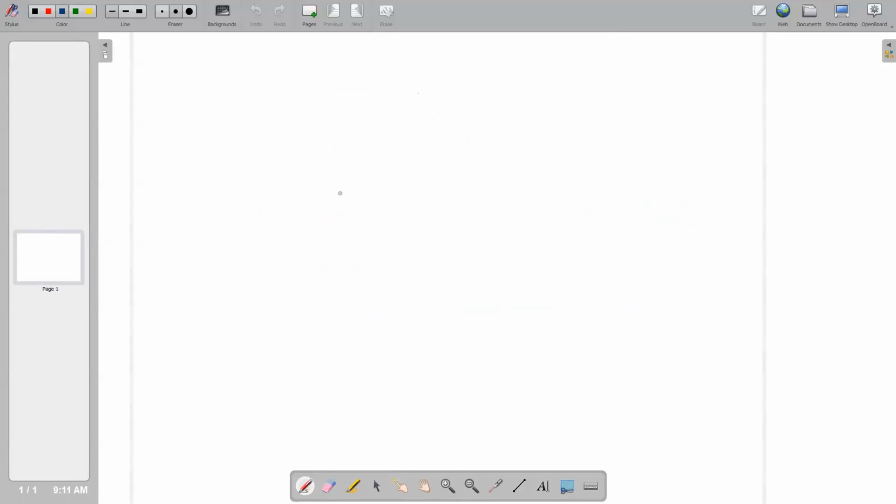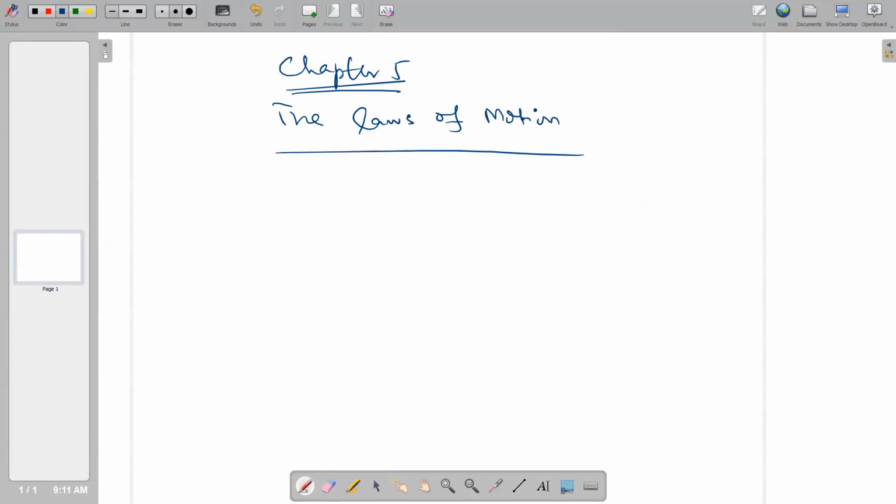So in chapter number 5, what will we discuss? We will discuss the laws of motion. Here we will discuss Newton's first, second, and third law of motion. Also, we will discuss the concept of force, the mass, the weight, the gravitational force, and then we have some application part of Newton's laws of motion.